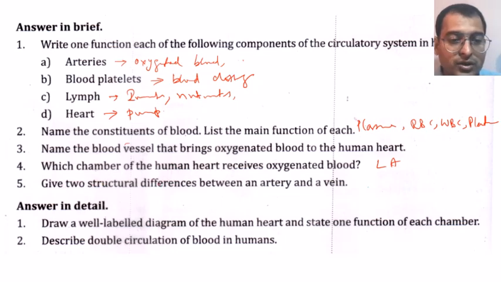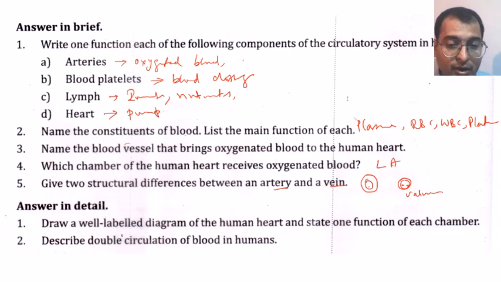Give two structural differences between an artery and a vein. Okay, artery is thick walled, whereas vein is thin walled. The other thing is that there are no valves in the artery, but in the case of veins there are valves. Okay, two important structural differences. Next, draw a well labeled diagram of the human heart and state one function of each chamber, and describe the double circulation.